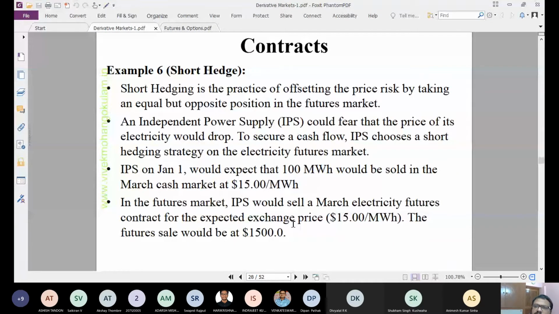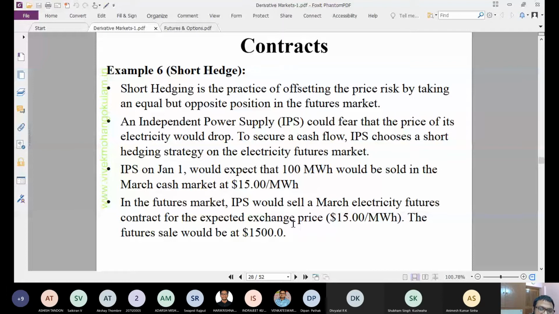Please be careful about this term, short and long. This is called short hedging. Short hedging is the practice of offsetting the price risk by taking an equal but opposite position in the futures market.